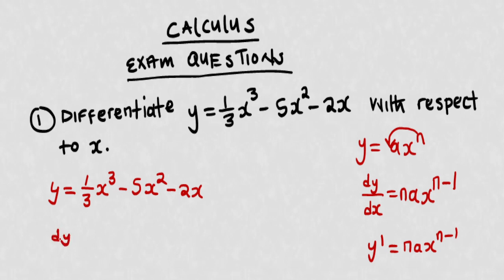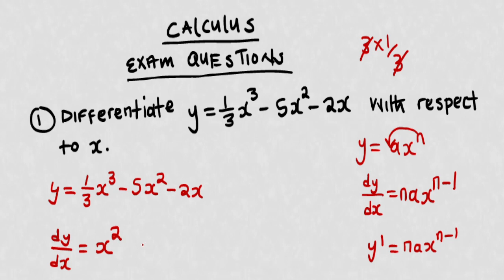So to find dy over dx, we differentiate this equation one by one. We'll start with 1 over 3 x to the power 3. So the 3 will multiply 1 over 3. If 3 multiplies 1 over 3, the 3 and the 3 go, meaning we're only remaining with the 1. So 1 times x will still remain x. Then the power will reduce by 1, so it will be squared.